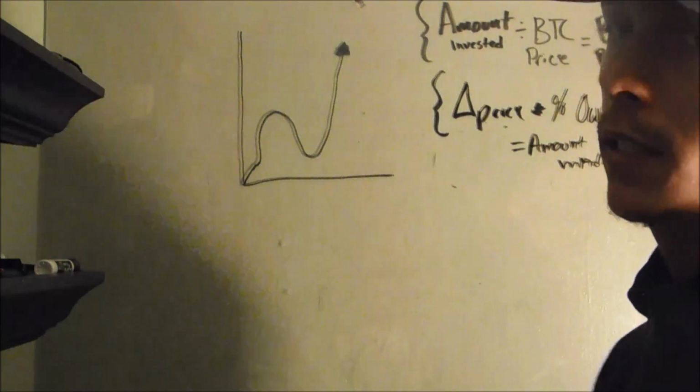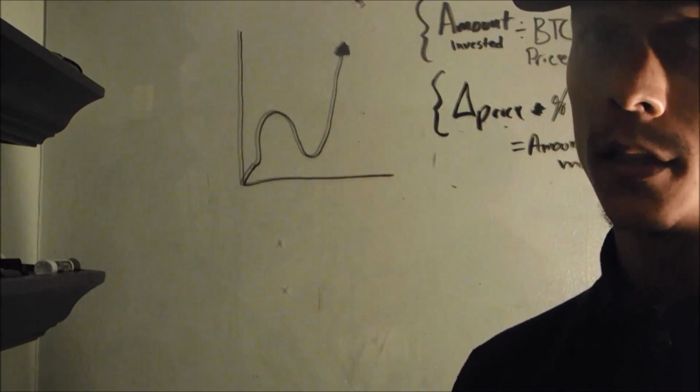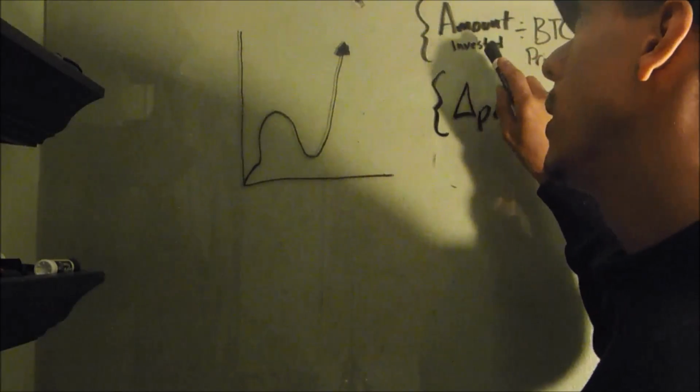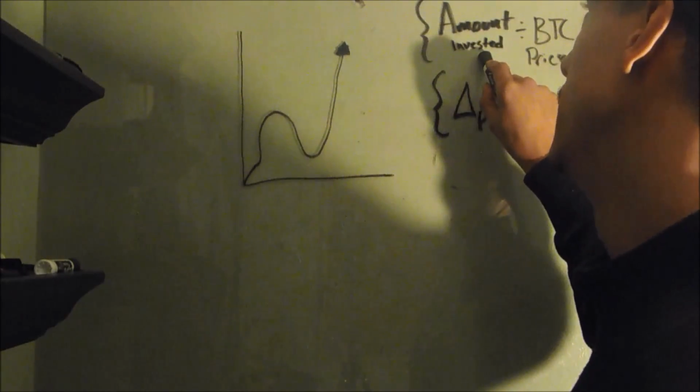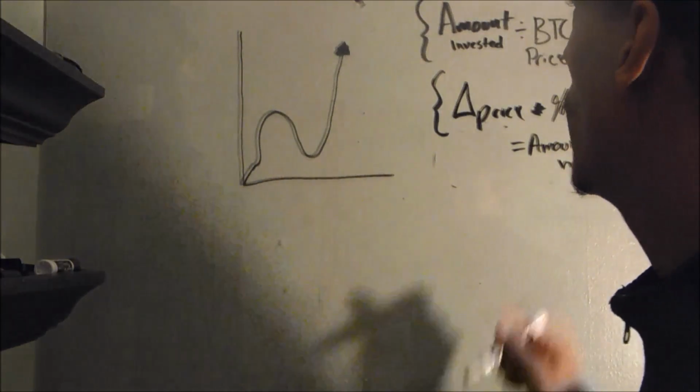So the amount invested is what you put into Bitcoin. If you put in $10, that's your amount invested. If you put in $100, that's your amount invested. If you put in more, no matter what you put in, that is your amount invested. So we take that and we divide it by the price of Bitcoin at the current moment.